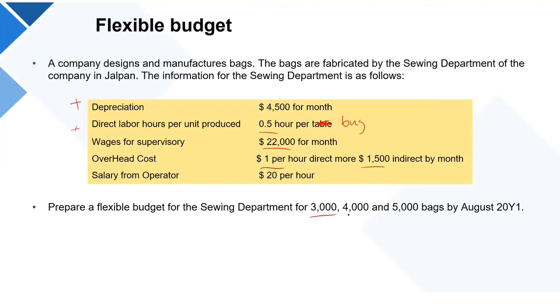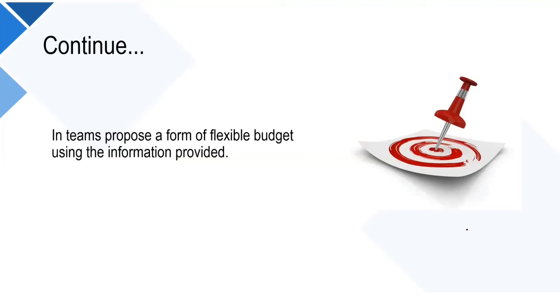And then we have the units of production for August. So what we're going to do is we're going to build the budget. So how do you think we are going to build the budget? What is the first step we need to do?